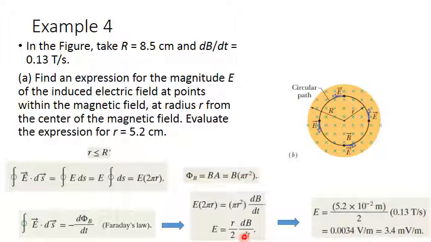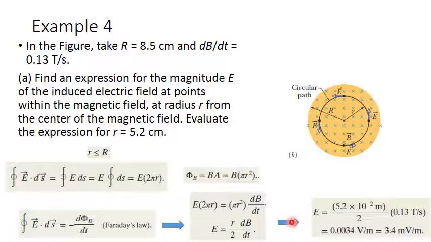Now let us apply the numbers. We have r here as 5.2 centimeters. So it is 5.2 multiplied by 10 to the power minus 2 over 2 multiplied by partial B by partial t. Partial B by partial t is 0.13 Tesla per second. So the induced electric field in this case is 0.0034 volt per meter, or in other words, it is 3.4 millivolt per meter.